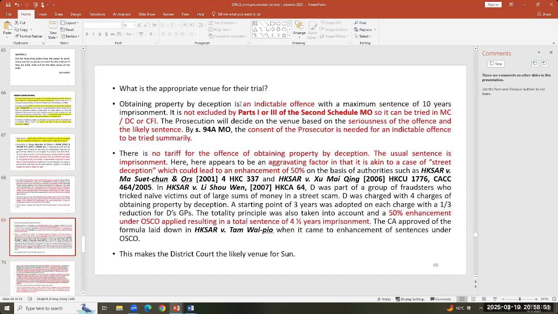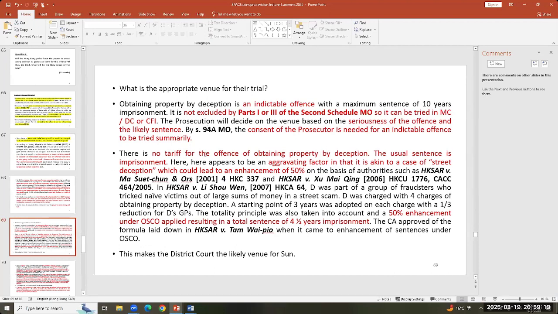The appropriate venue for trial: it's an indictable offense. I would make sure that you have parts 1 and 3 of the second schedule in the exam, if you have to answer a question on venue, but it's in your lecture notes already. So it's not excluded because it's not a maximum of life imprisonment. So it can be tried in all 3 venues, up to the prosecution to decide.